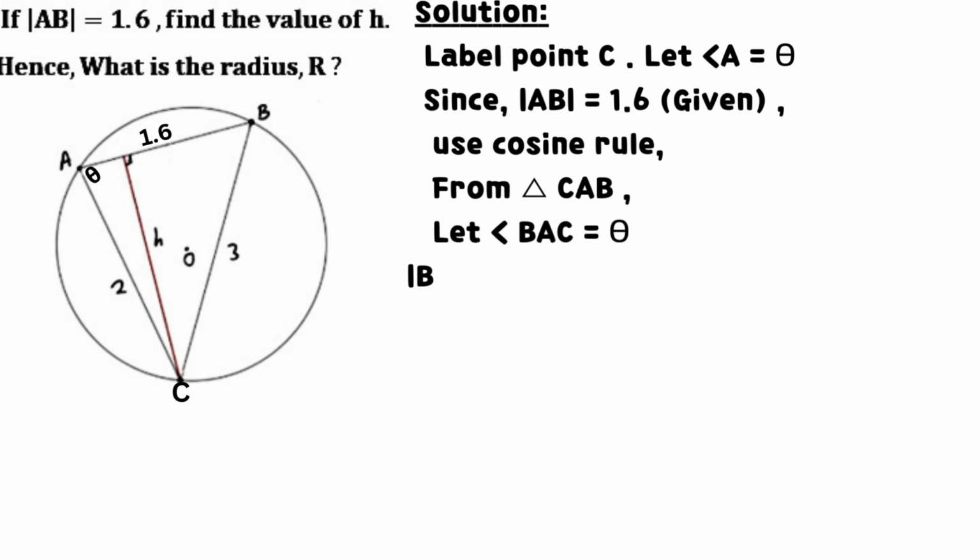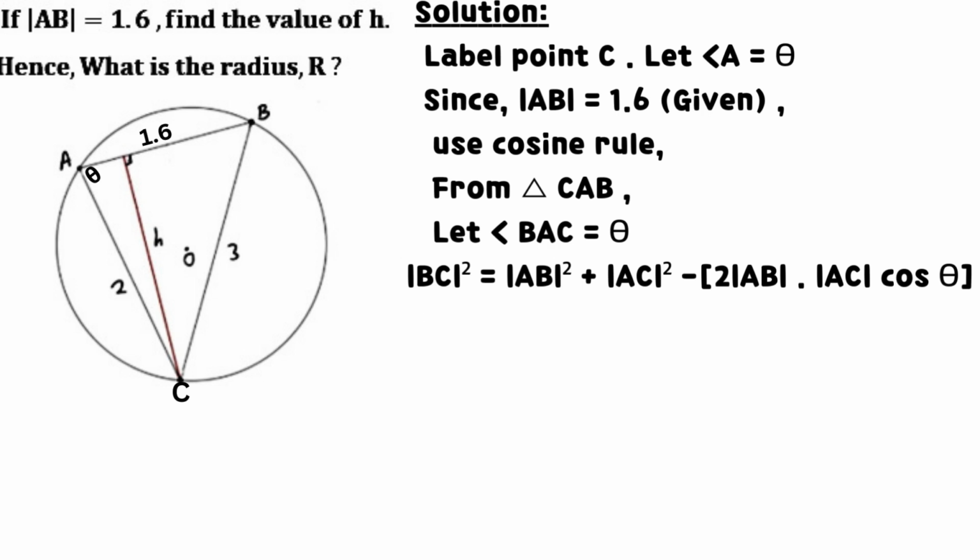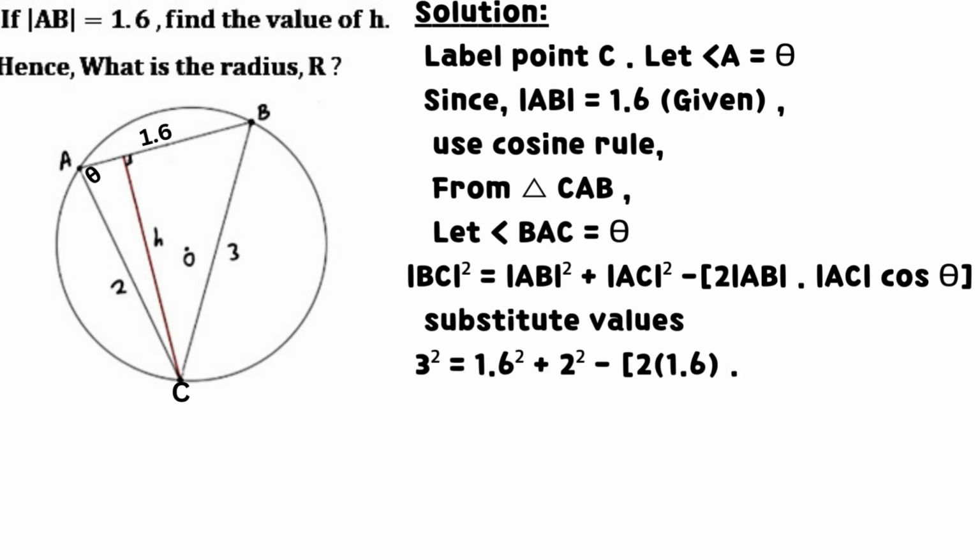Since line AB equals 1.6. Use cosine rule from triangle CAB. Let angle BAC be equals to theta. It implies that the square of line BC equals the sum of the square of line AB and line AC minus 2 times the product of line AB and line AC times cosine theta. Substitute values and we obtain an equation as shown on the screen.